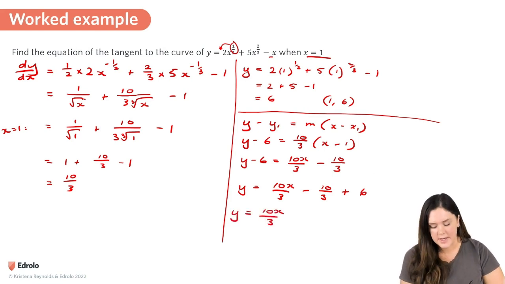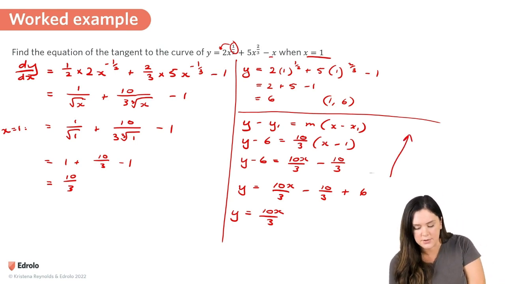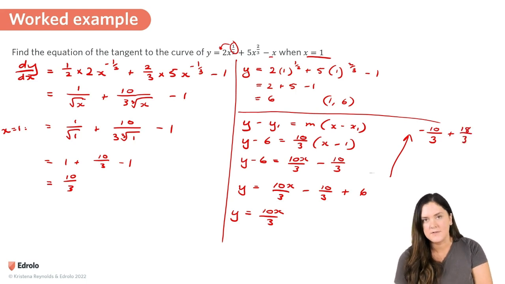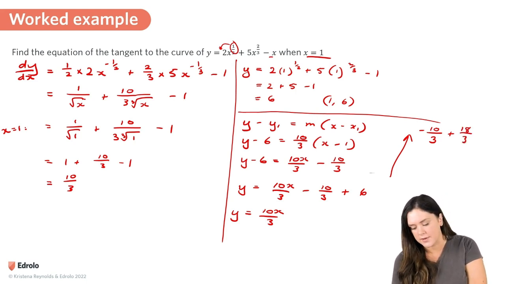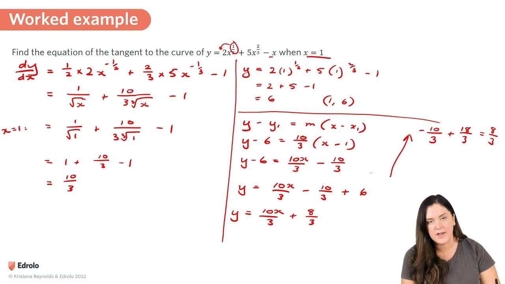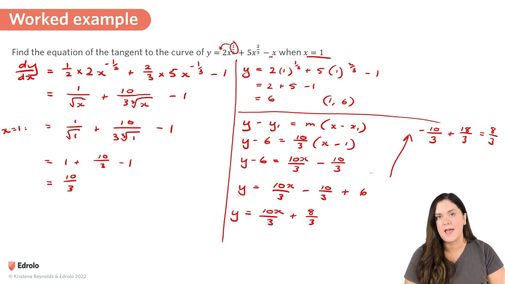So in order to add 6 to negative 10/3, I could change the 6 into thirds. So I'm just going to write that over here just so that you know. So we start with negative 10 thirds and we're adding 6 but changing into thirds. So 6 times 3 is 18. So I've got negative 10 plus 18 thirds. So that leaves me with positive 8 on 3. So then I write that down in my equation so that the equation of the tangent to this curve when x equals 1 is y equals 10x on 3 plus 8 on 3.